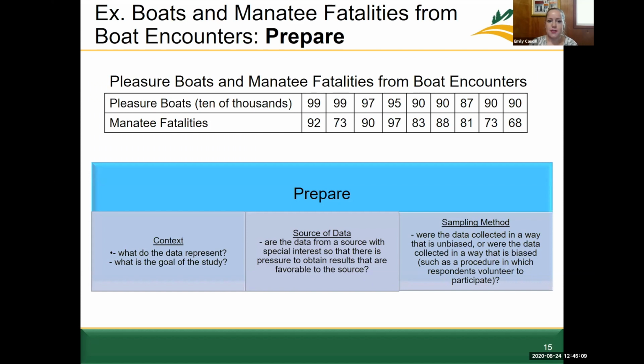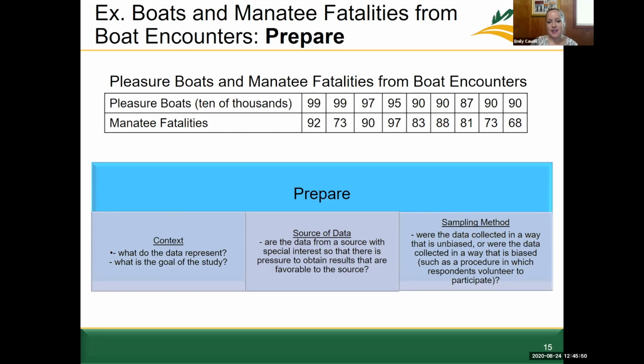So here's one example. And now we're on the prepare side of it, right? To remind you about the prepare, we have context, source of data, and sampling method. There are pleasure boats, so boats that people ride not to ship material somewhere, but that they own as a personal boat, for example. On the top, we have pleasure boats in the tens of thousands. And then we have manatee fatalities.